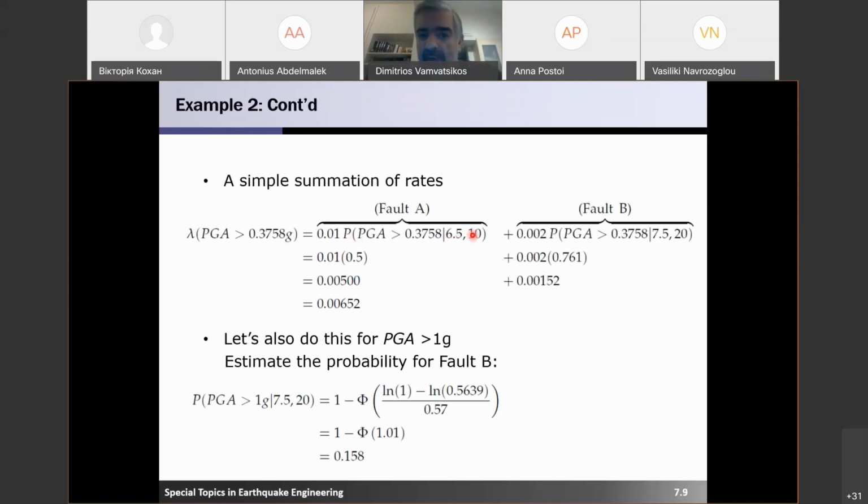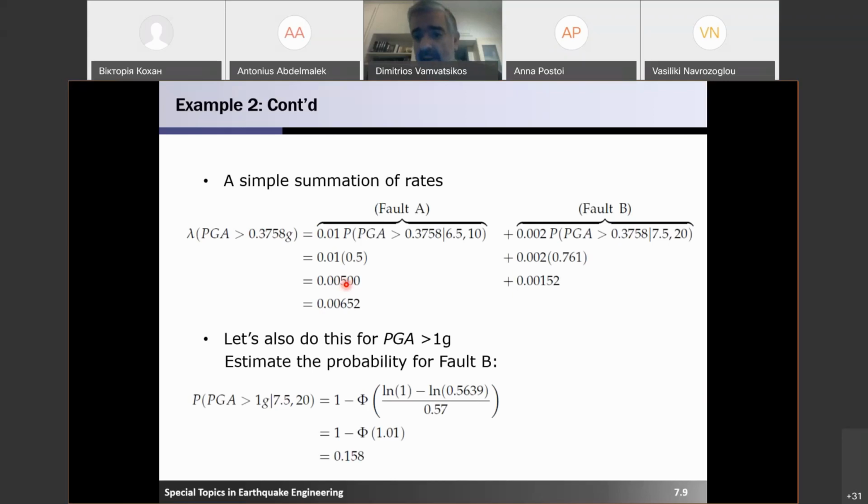The numbers I got from fault A are over here with the rate of fault A. I remember 1 in 100 years. So it's just 0.01 times 0.5. The total result is 0.005, or 5 in 1,000. Too many zeros, 5 in 1,000.